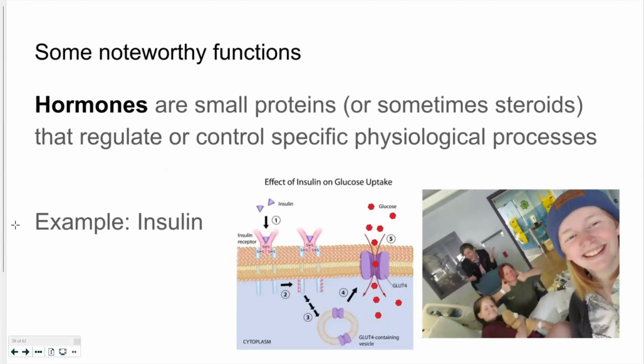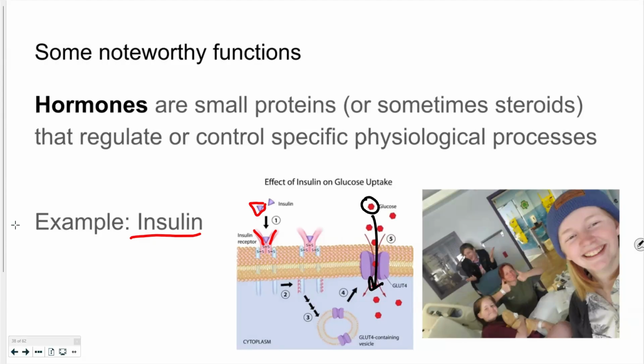All right, so let's look at some other hormones. These can be small proteins. Sometimes they're steroids, which is a lipid. We'll talk about that. That can regulate or control how things respond. So, for example, insulin is a small protein that's made in the body that will bind to other proteins embedded in the cell's membrane that will allow glucose to enter the cell so that we can use it for cellular respiration.